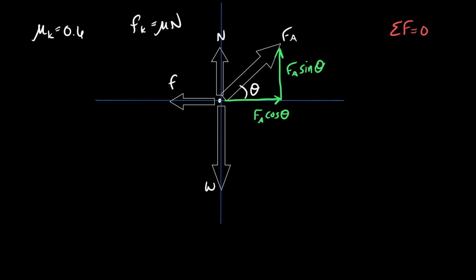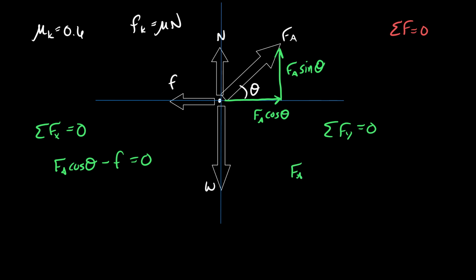All right, net force in the x direction equals 0, and net force in the y direction equals 0. So I'll have FA cosine theta minus friction equals 0. And I'll have FA, not cosine, sine theta plus normal minus weight equals 0. All right, that's Newton's laws, right? Now we're supposed to try and figure out how to get to an answer.